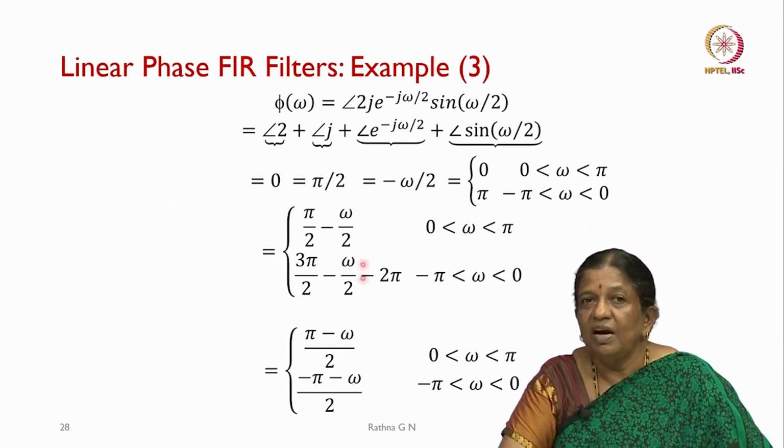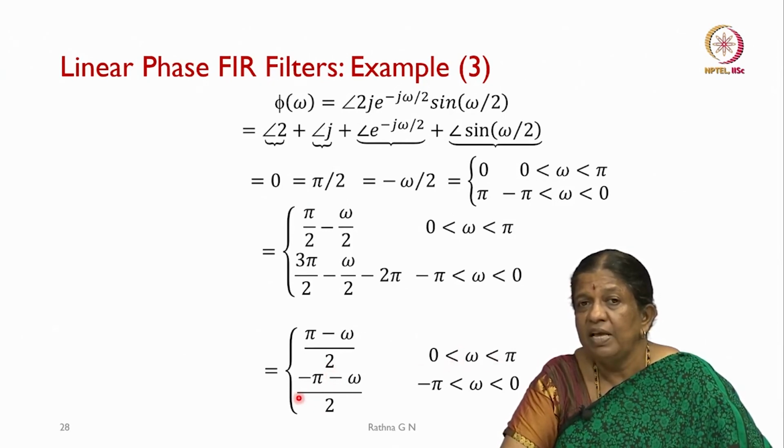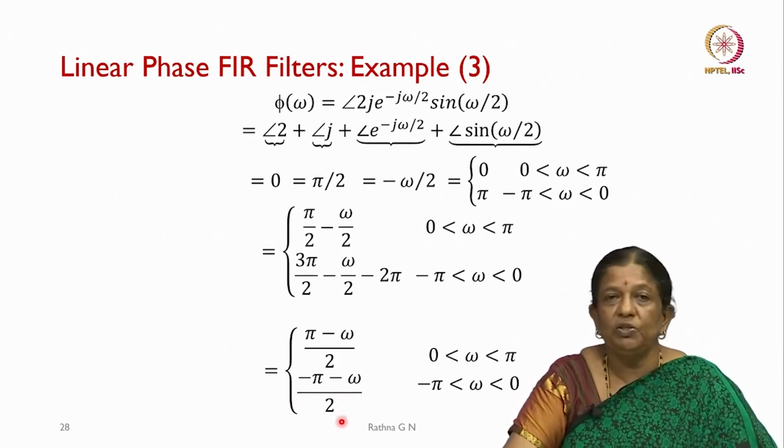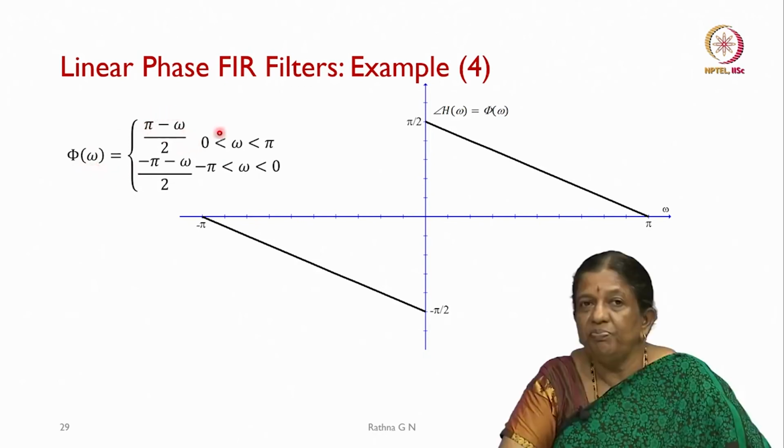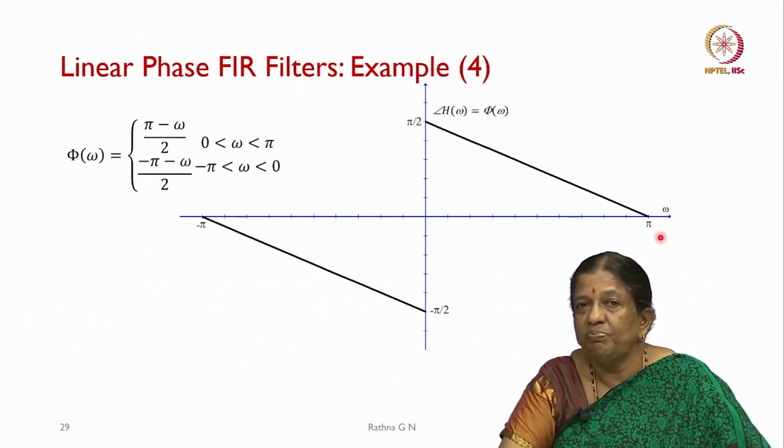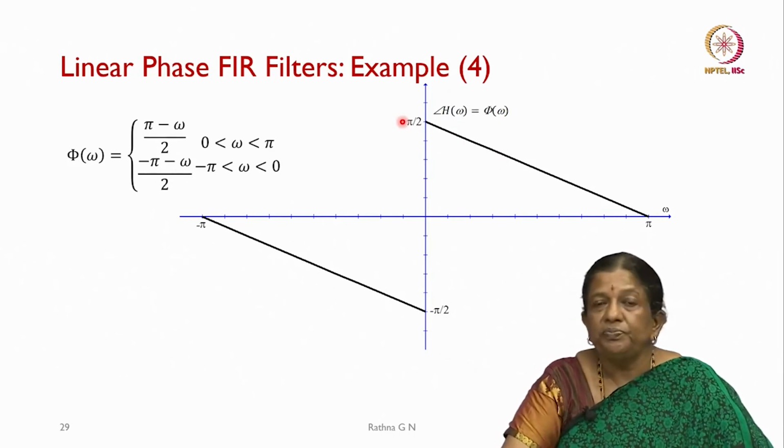When you simplify, you will get minus omega by 2 plus pi by 2 in the range 0 to pi, and minus pi minus omega by 2 for minus pi to 0. Now we will see how it is represented. We have phi of omega. We put omega from 0 to pi, and this is shown as pi by 2 to 0 here, where the magnitude is going to be half, going between the two. Whereas in the negative region, you will see it from minus pi to 0, going from minus pi by 2 to pi by 2, because the y axis is in phase.